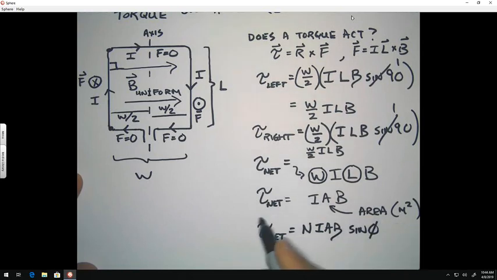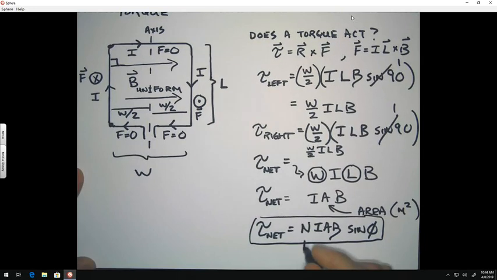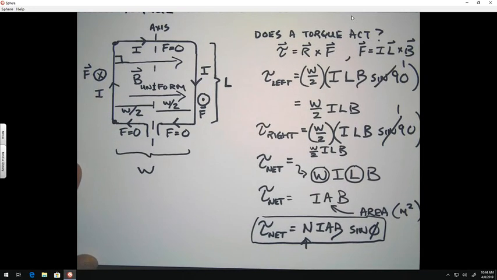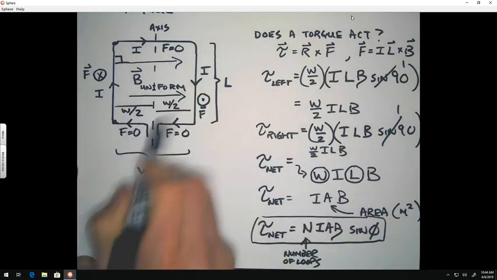And this is the one I'm going to put a box around. What I did is I added a term n here, and that term n represents multiple loops of wire. So this would be the number of loops. Obviously, the result that I just derived, I times A times B, applies to a wire that has one single loop that goes around.